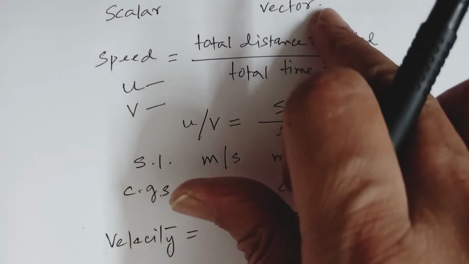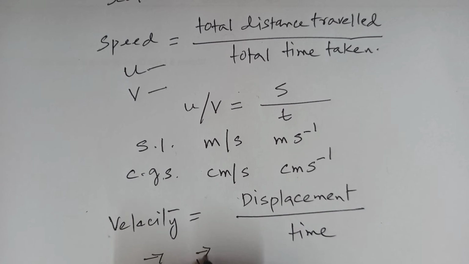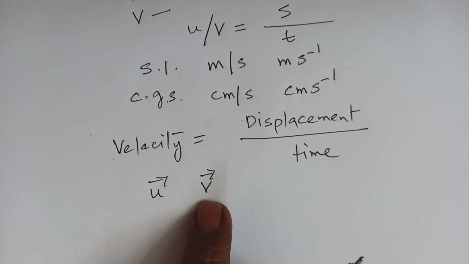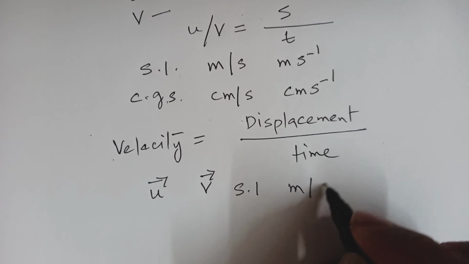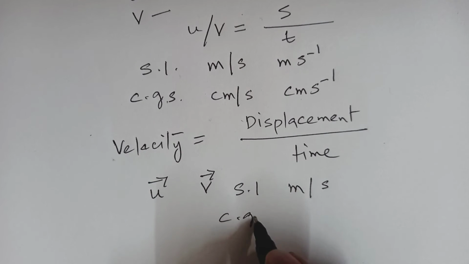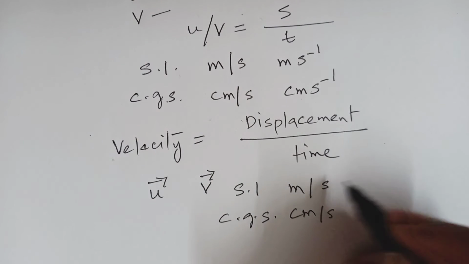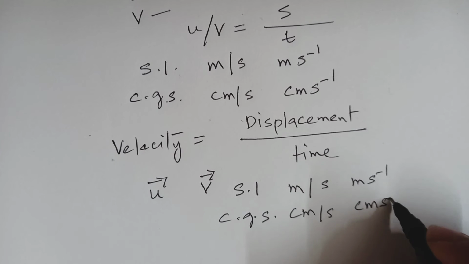Now, velocity is a vector quantity. It can be represented by u and v. Okay. Now, these particular signs represent velocity. The SI unit of velocity is meter per second, and the CGS unit of velocity is centimeter per second. Now, I can write meter per second like this. I can write centimeter per second like this.